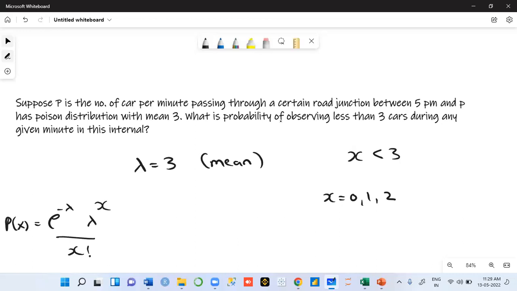Example, P is the number of car passes per minute, meaning every minute the cars are passing through a road junction between 4 to 5 p.m. Here we have a time limit. And what is the mean given? 3. The mean is the lambda notation. What is the probability of observing less than 3? What is the chance of one car passing? So you just have to put the value over here. Can you solve? Exponential. In the scientific calculator, you have exponential also.